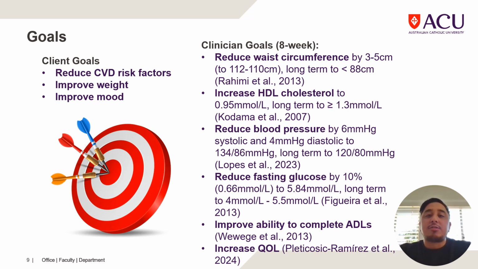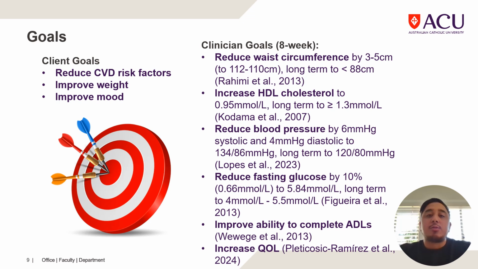The second goal is to increase HDL cholesterol to 1.3 millimoles per liter. Kadama et al. performed a meta-analysis which had an inclusion criteria of exercise programs of 8 weeks. They found that HDL cholesterol increased by 0.065 millimoles per liter when aerobic exercise was performed at 65% of maximal aerobic capacity for 40 minutes, 3 to 4 times per week.